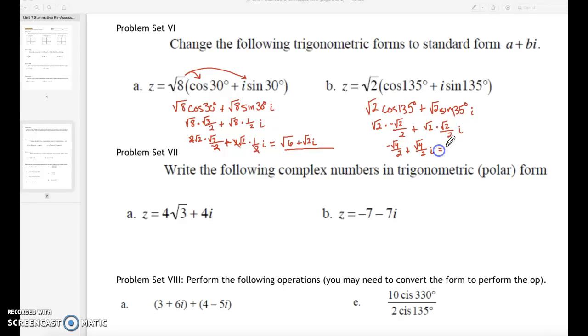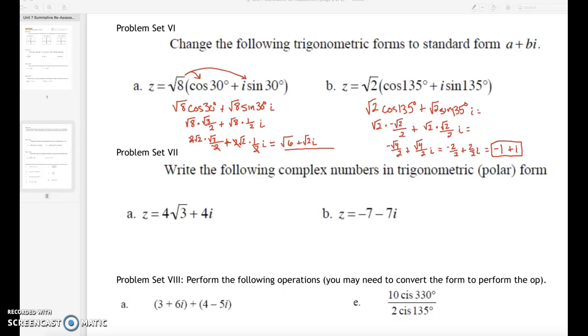Well, we know that the square root of 4 is 2, so that's negative 2 over 2 plus 2 over 2 I, which is just negative 1 plus 1 I. Okay, so there's our A plus BI, our rectangular form for those complex numbers, A and B there.